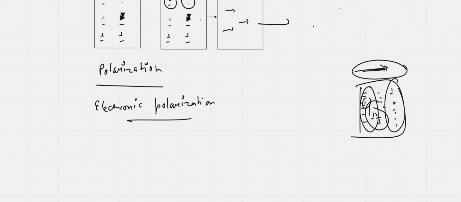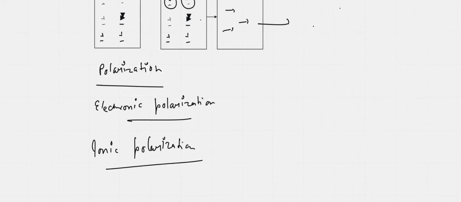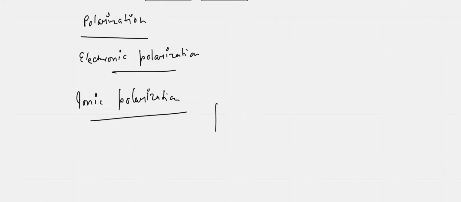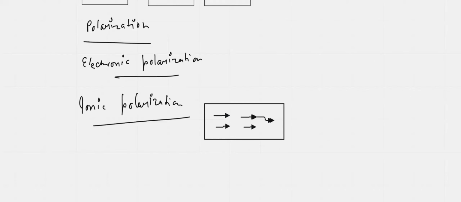Next one is ionic. In ionic, if you see all the electrons and protons, for example, if I have this material, wait, I'll just write ionic polarization. Let's say this is a metal you have. In this, a lot of electrons are there, a lot of protons are there. They will align themselves along with the electric field. This is similar to the first thing we discussed about polarization.